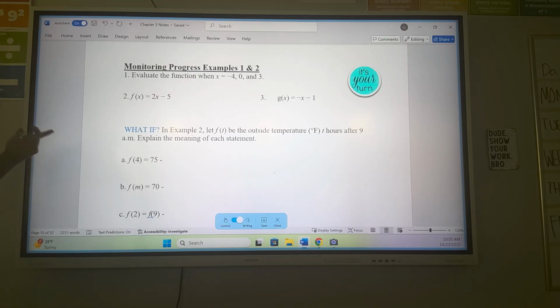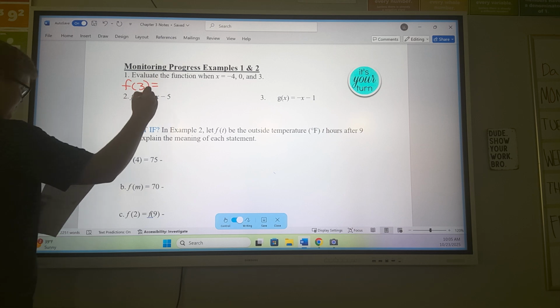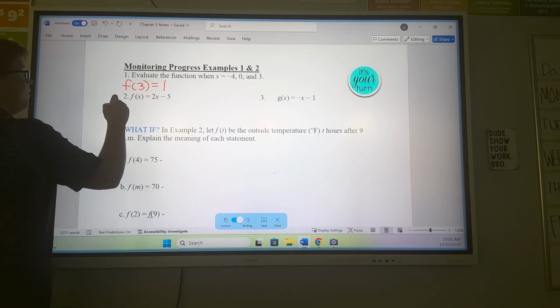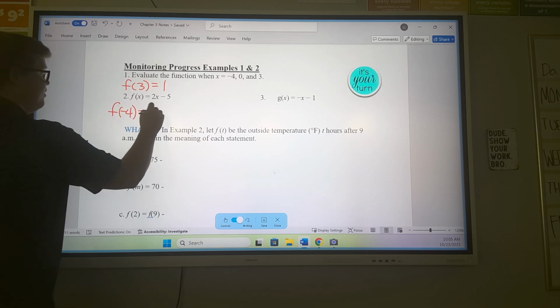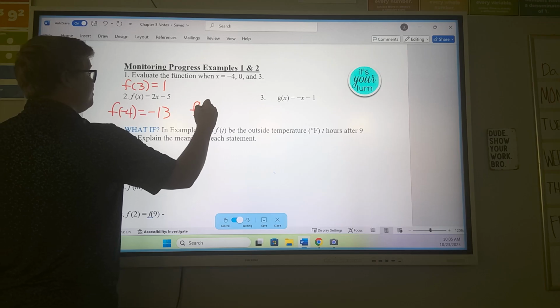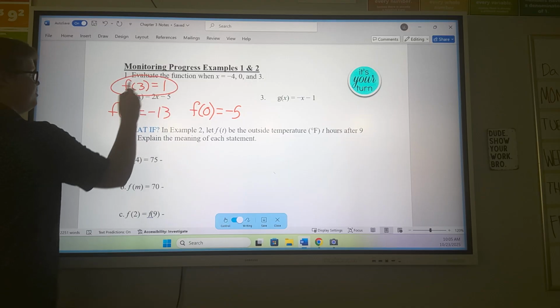Okay, so 4-2. I think I'm just going to tell you the answers, because hopefully you solved these on your own. For f of 3 here, we should have gotten 1. For f of negative 4, you should have gotten negative 13. And for f of 0, you should have gotten negative 5. So these are your 3 answers for number 2.